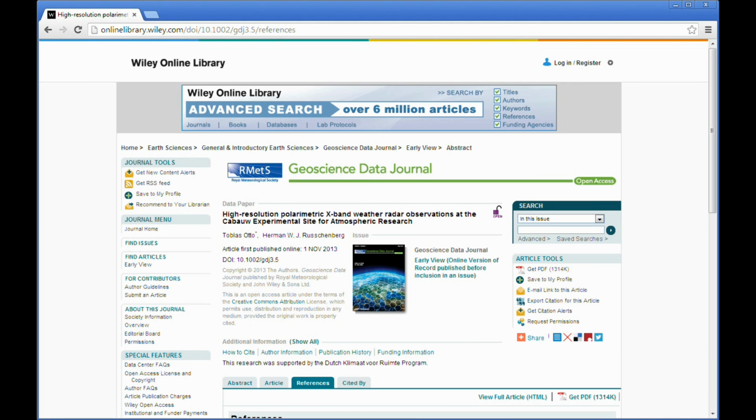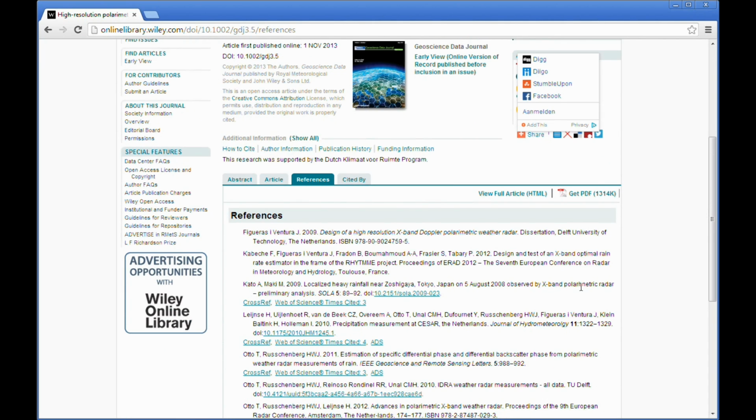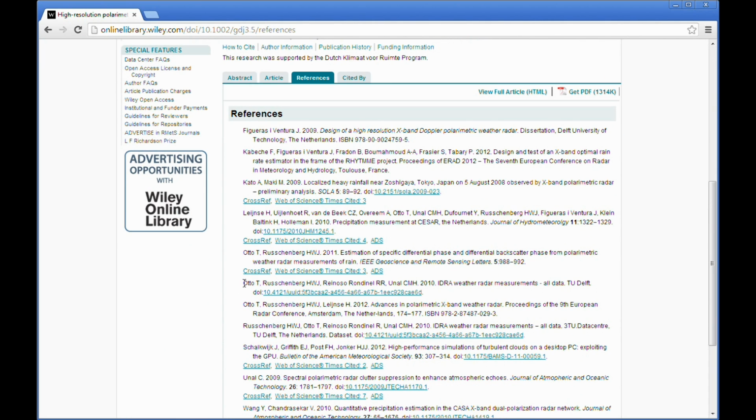We are now going to provide a simple example of both persistence and data citation. This is a data paper corresponding to high-resolution weather radar observations. In the references, there is a reference to the data. This is in fact a data citation.